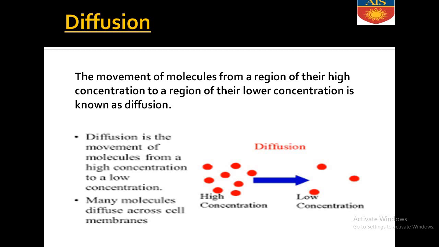What is diffusion? Diffusion is the movement of molecules from a region of their higher concentration to a region of their lower concentration. Many molecules diffuse across the cell membrane, whether it is dissolved minerals, solvent or solute, right?